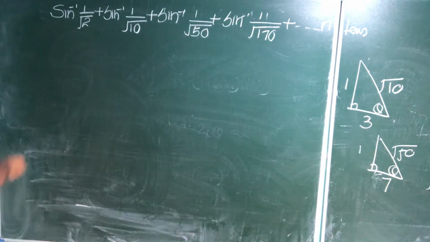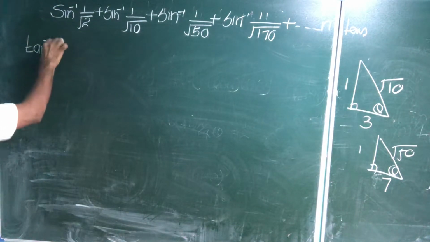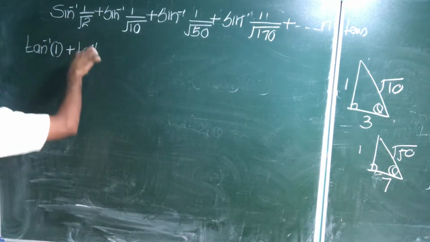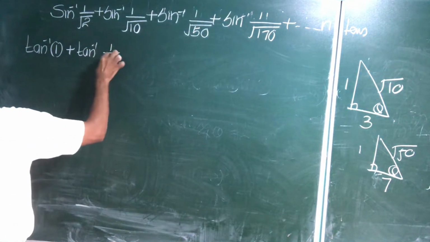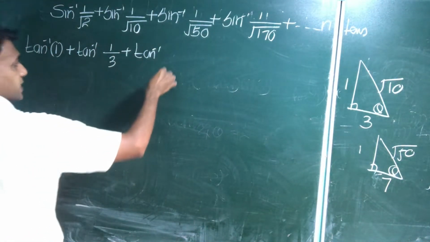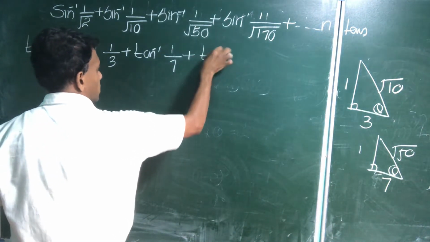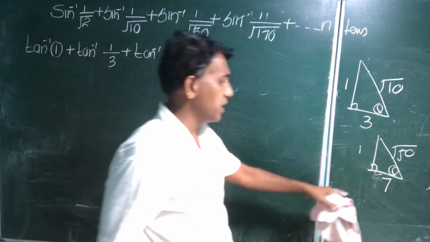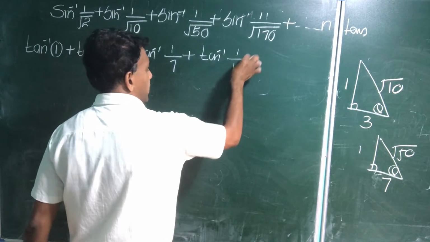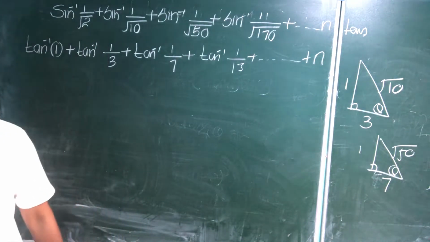So write these parts in tan. Sine inverse 1 over root 2 is tan inverse 1. Next one, tan inverse 1/3. Next one, tan inverse 1/7. Okay, next one, tan inverse 1/13. It goes up to n terms. The answer is also given, I think.